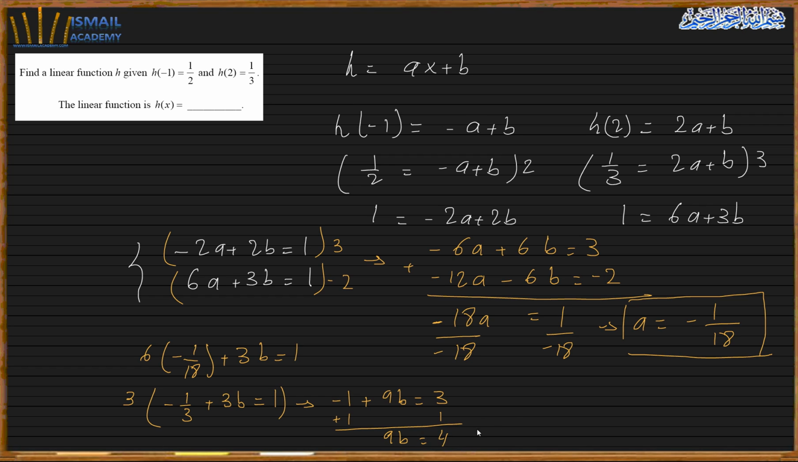Then what I do next, divide by 9. So 9b equals 4, divided by 9, so my b will be 4 over 9. So my equation will be, let me use another color, minus 1 over 18x plus 4 over 9, and this will be my final answer for this linear function.